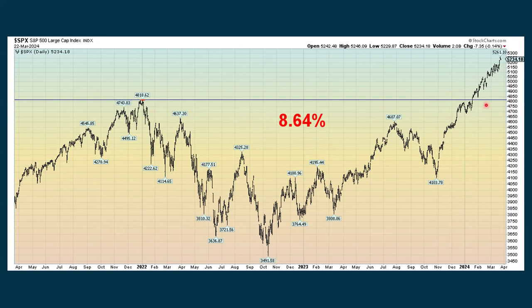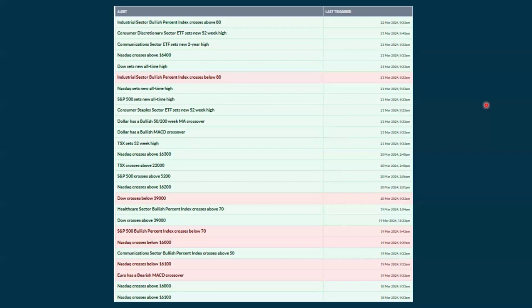Then stockcharts.com has a thing called technical alerts, and I go through all these alerts for each day in the daily videos. What I try to do here is take a shot of all of the different alerts that we saw during the week. When we see a lot of green or blue, that's positive. When we see red, that's negative.